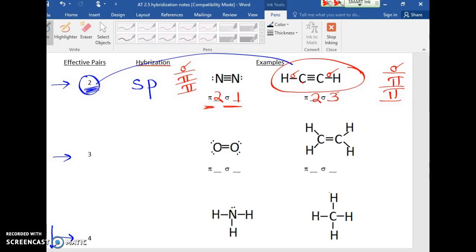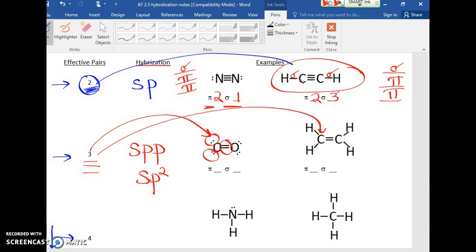Okay. Now, if I have 3 effective pairs, that means I took a total of 3 orbitals. I took an s, a p, and a p, and I hybridized them. That means we call that sp2. Now, how are there 3 effective pairs on this atom right here? Well, I have a double bond that counts as 1, a non-bonder, and another non-bonding domain there. That's for a total of 3. If I look on this molecule, on that carbon, I have a double bond that counts as 1, a single and another single. 1 plus 1 plus 1 is 3.